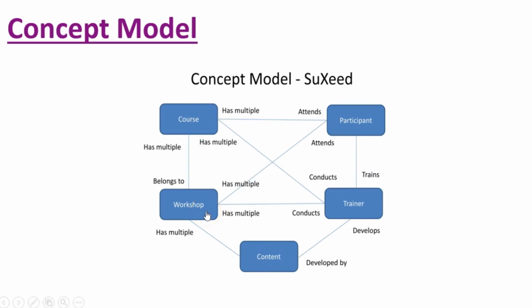These are called noun concepts because these are nouns. And these noun concepts are related to one another through something called verb concepts. So the participant attends workshop. So that is an action. Verbs are actions. So participant attends workshop. Trainer conducts course. The course has multiple trainers. The course is attended by multiple participants. So these 5 concepts are related to one another through the connections that I explained.